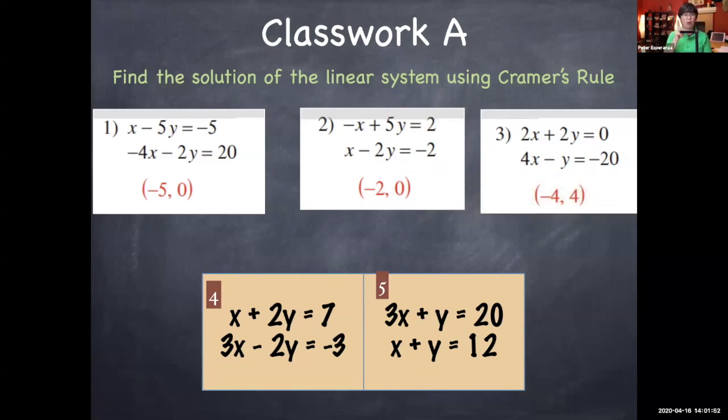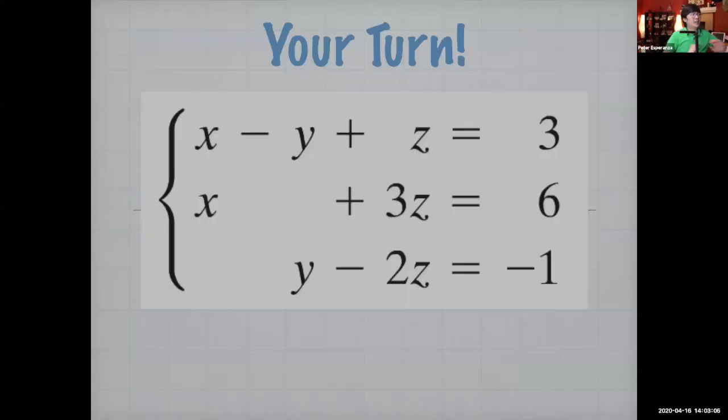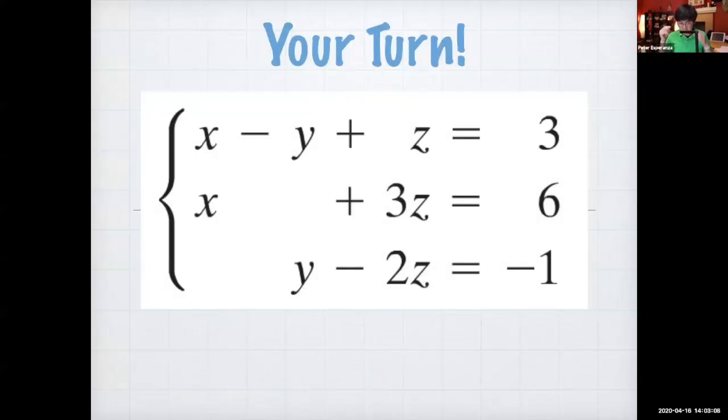-4, 4. Now, if your answer is 4, -4, is it the same as -4, 4? Yes or no? No, of course not. The reason it's called an ordered pair is because they need to be in order. So it needs to be -4 and 4 and not 4, -4. Otherwise, your solution is wrong. So make sure that every time you're working with a linear system, play it right.